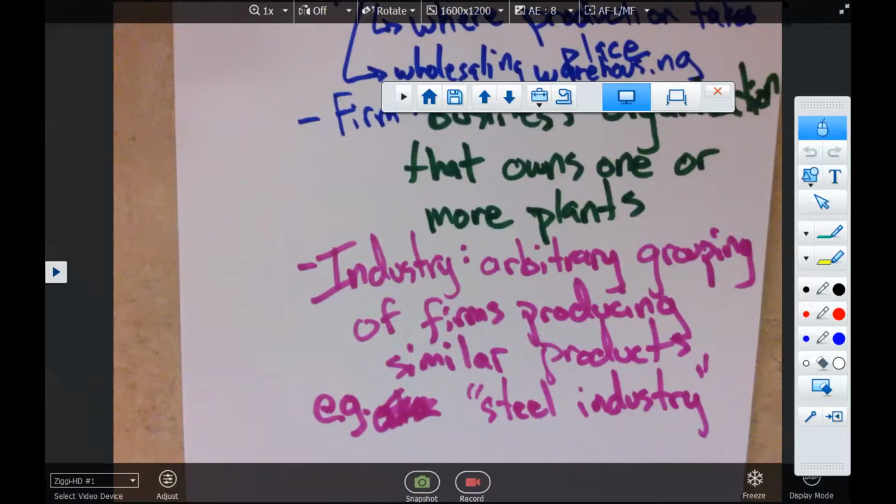And so usually at first they start off as one and the same. The plant and the firm are the same people, place, and thing. But then, like New Belgium Brewery, they expanded and opened a plant in South Carolina, right? But there's still one firm called New Belgium Brewery, but now there's two plants instead of one. Make sense? And they're part of the craft brewing industry.